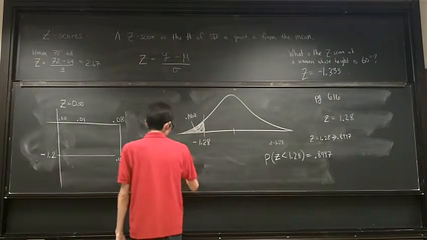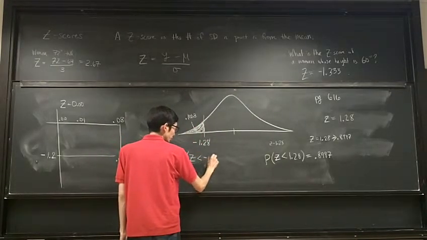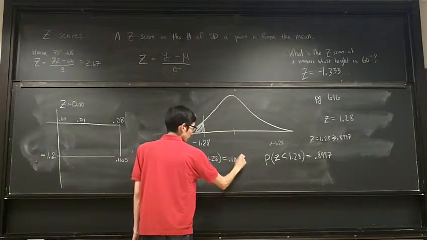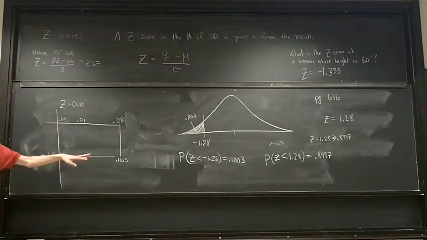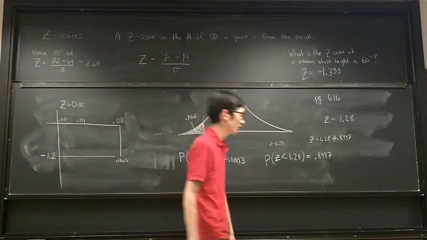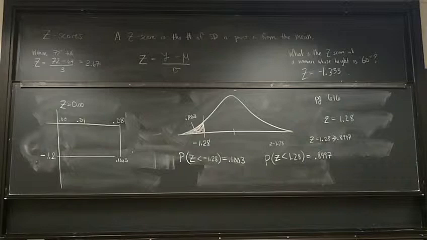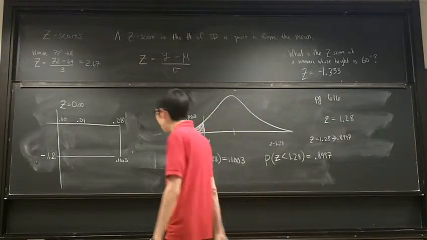And over here, the probability that z is less than negative 1.28 is equal to 0.1003. Do we notice anything about these two numbers? They add up to 1. Why would they add up to 1? Because it's 100%. Because the thing is symmetric.